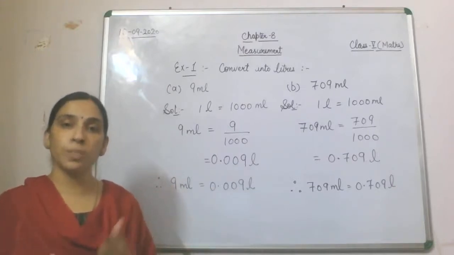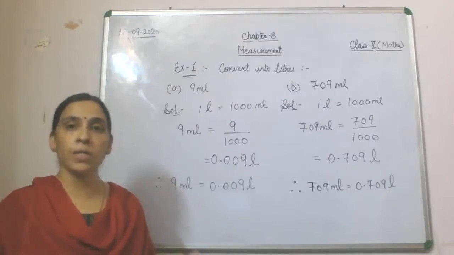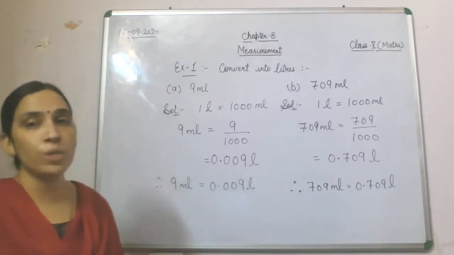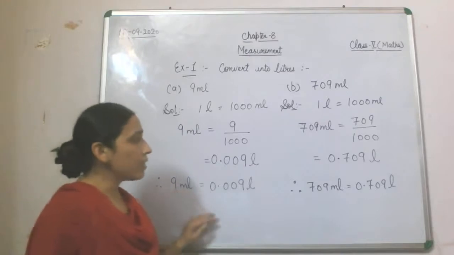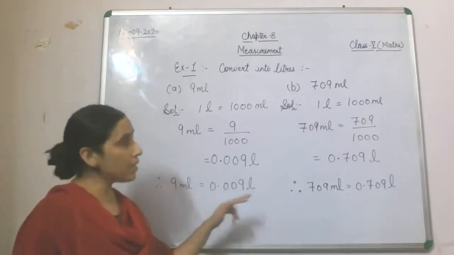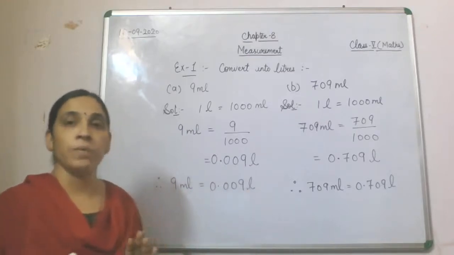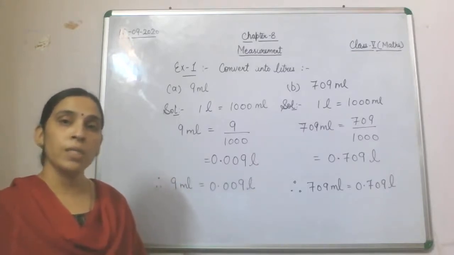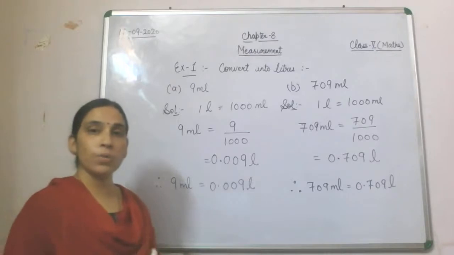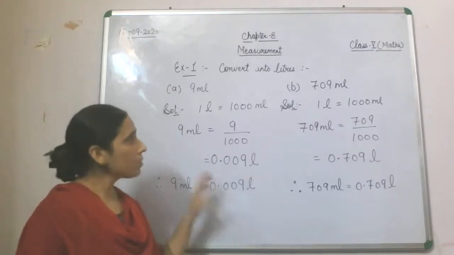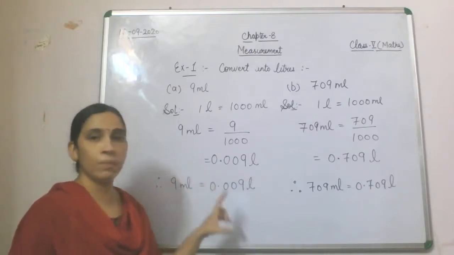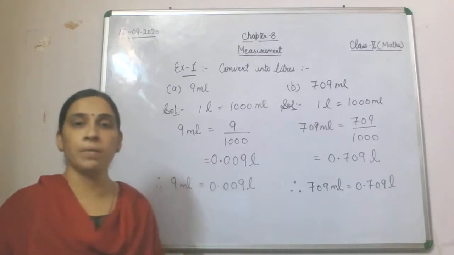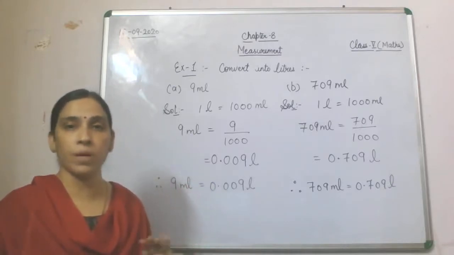When a smaller unit is supposed to be converted into a bigger unit, then what will you do? You will do division. That is what we have done in this question as well as in part B also. The question is given in milliliter, a smaller unit that is to be converted into a bigger unit. So whatever is given in the question will be divided by 1000.